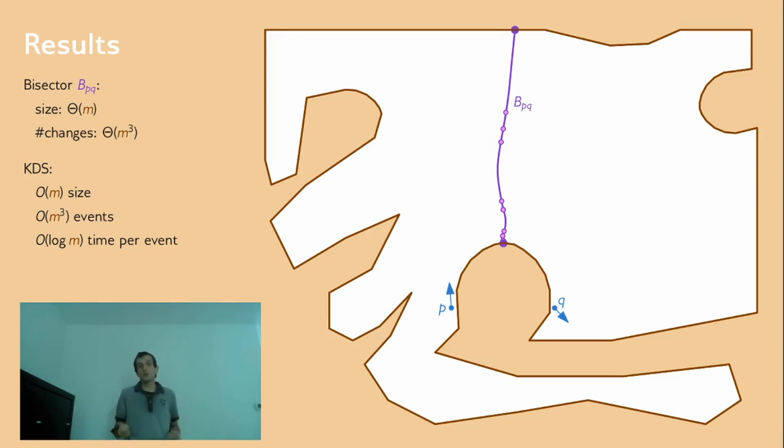And it's also responsive in a sense because it uses only logarithmic time per event. Apart from these things, our data structure also supports updating the movement of one of our points. So we can say that suddenly P now moves in some completely other direction, and we can again do that in log n time.